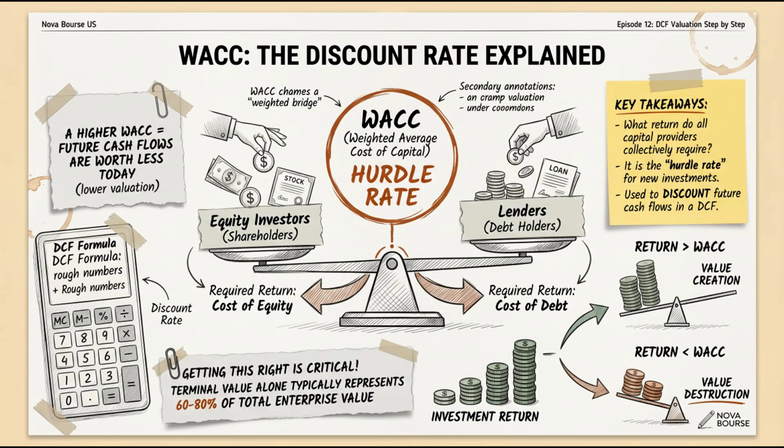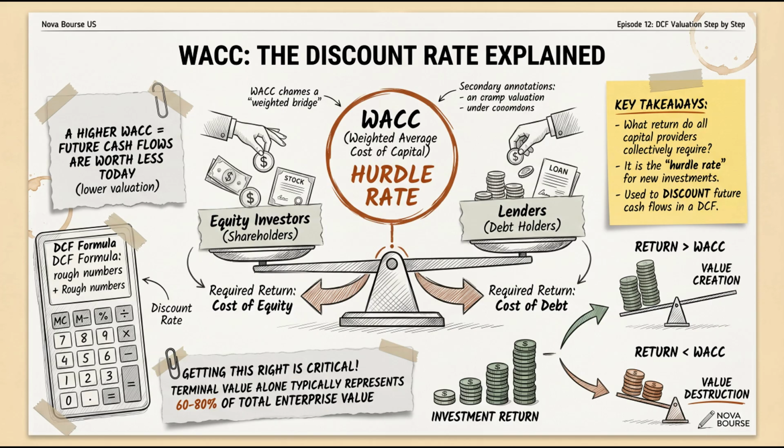Now for the denominator, the weighted average cost of capital. This answers the question: what rate of return do all capital providers, both shareholders and lenders, collectively require from this business? It is your hurdle rate. If the company earns more than this, it creates value. If it earns less, it destroys it.